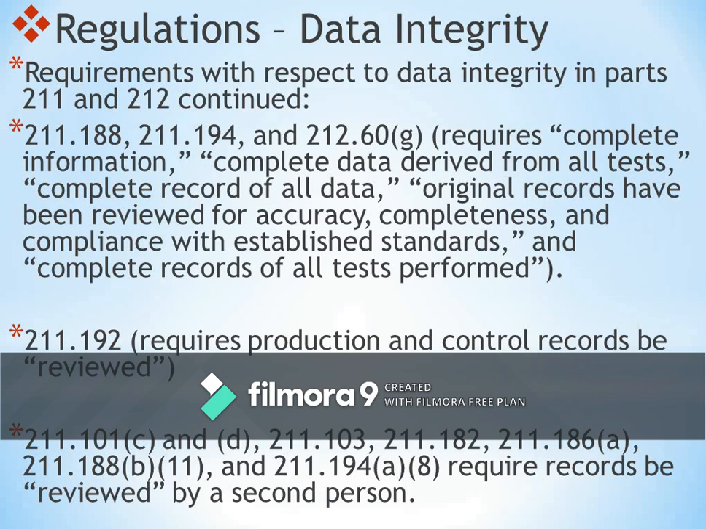Now, requirements with respect to drug data integrity in parts 211 and 212 continue. 211.188, 211.194, 212.60(g): these regulatory aspects say that the complete information, complete data derived from all tests, complete record of all the data, original records have been reviewed for accuracy, completeness and compliance with established standards, and the complete records of all the tests performed. 211.192 requires production and control records to be reviewed.